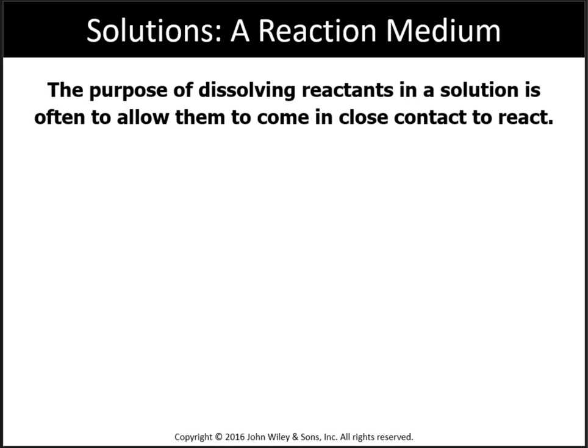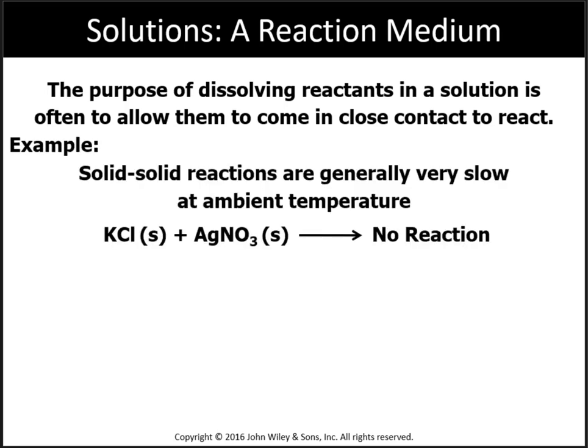The purpose of dissolving reactants in a solution is to allow the particles or ions to come into closer contact. That way they would react. For example, if you have potassium chloride in a solid form and silver nitrate in a solid form, you mix them, no reaction is going to happen.